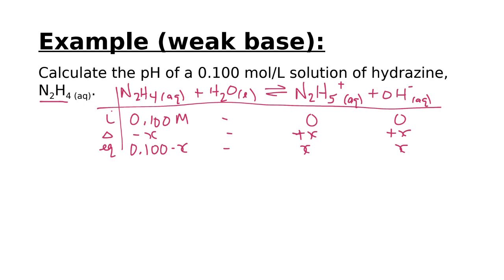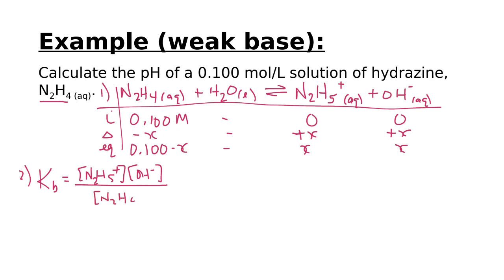So let's set up our Kb expression. So again, number our steps here. Let's set up a Kb because this is a base. So we have our conjugate acid, so N2H5+ times the hydroxide ion. Please put the charges in. They are ions, you need to indicate that. And then we divide by our base molecule, which is that hydrazine.